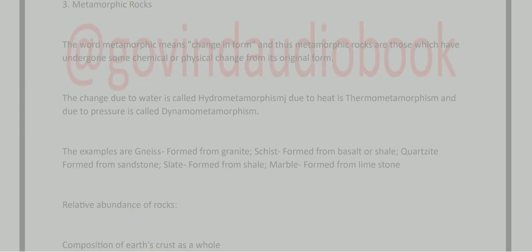3. Metamorphic rocks. The word metamorphic means change in form, and thus metamorphic rocks are those which have undergone some chemical or physical change from their original form. The change due to water is called hydrometamorphism, due to heat is thermometamorphism, and due to pressure is called dynamometamorphism. Examples are gneiss formed from granite, schist formed from basalt or shale, quartzite formed from sandstone, slate formed from shale, and marble formed from limestone.